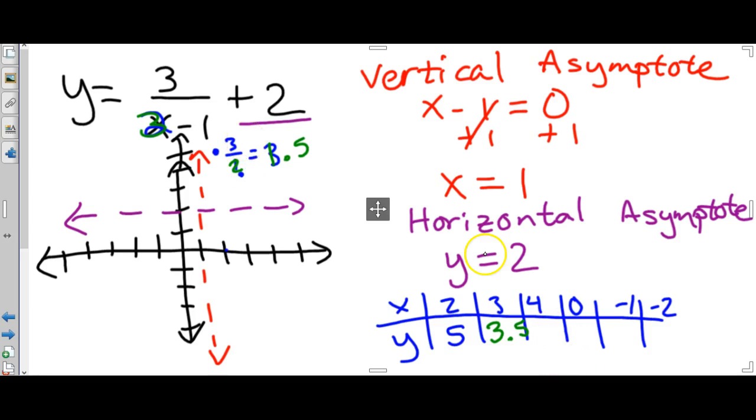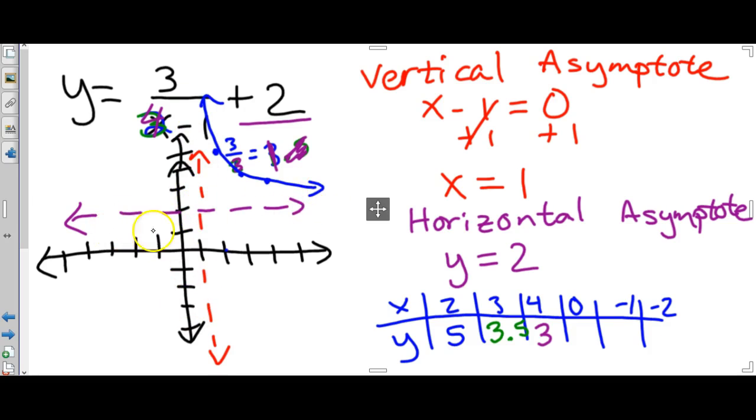And then we do it again with the 4, plug in 4. 4 minus 1 is 3. 3 divided by 3 is just 1. And 1 plus 2 is 3. So now we end up at (4, 3). So now we know a little bit better how our curve will look. We just know that it will never cross the red or the purple lines.